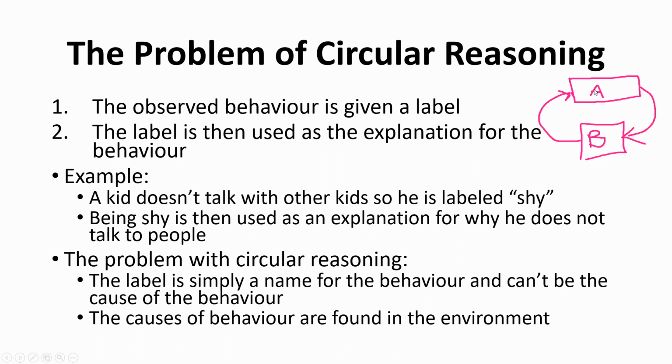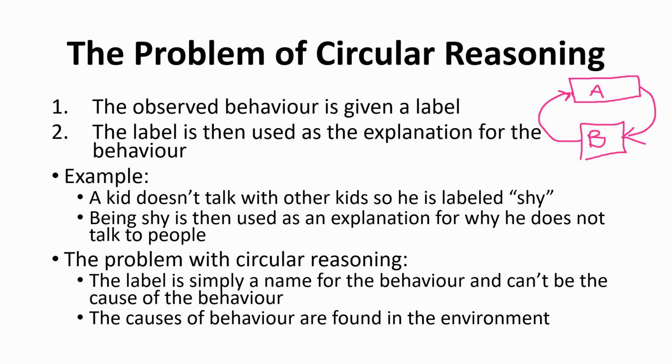And so you can cycle through these two arguments that on their own seem like, yeah, we're explaining this behavior, this negative thought is explained by the label of low self-esteem, but we're not actually explaining anything. We're just talking ourselves in circles. Another example. There's a kid who doesn't want to talk with the other kids, so he's labeled as shy. But being shy is then used as the explanation for why he doesn't talk to people. So he's labeled as shy because he doesn't want to talk, and that behavior is then explained away by the label that it was just given.